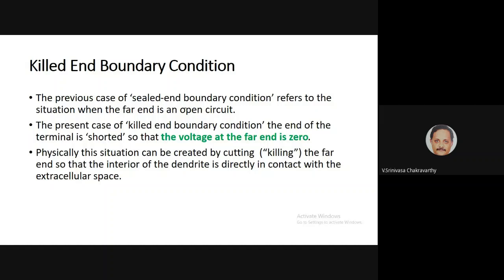So the explanation is, in case of sealed end, the dendrite is closed. We are looking at the tip of the dendrite, where the membrane offers high resistance. So we treat that boundary condition as an open circuit. So we do the opposite in case of a killed end.